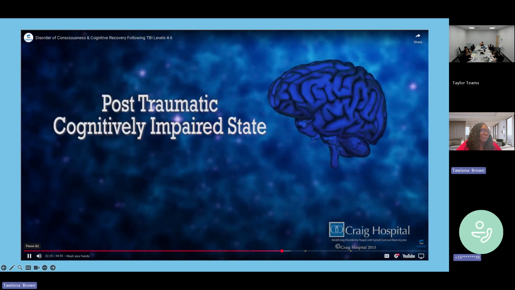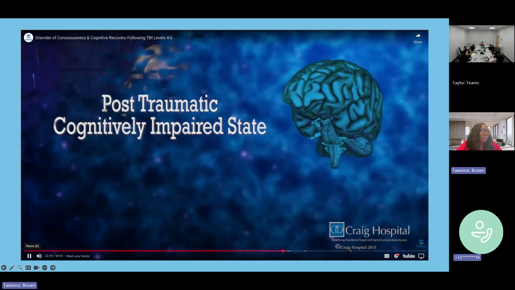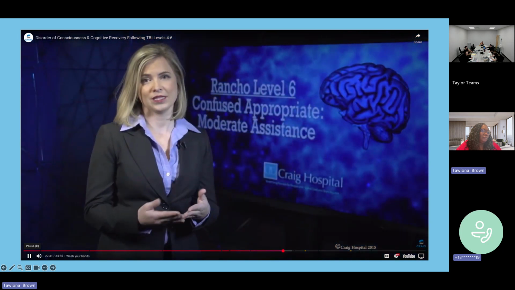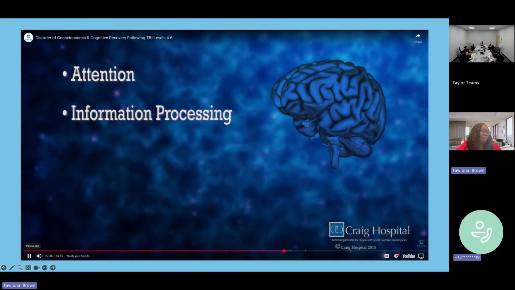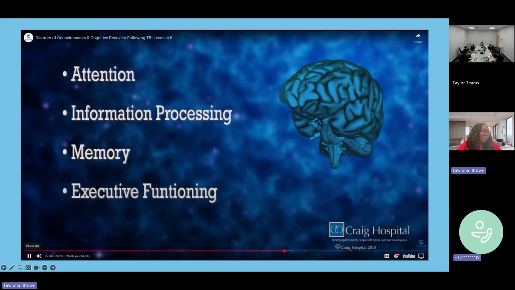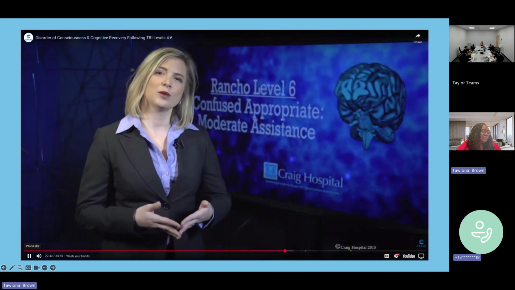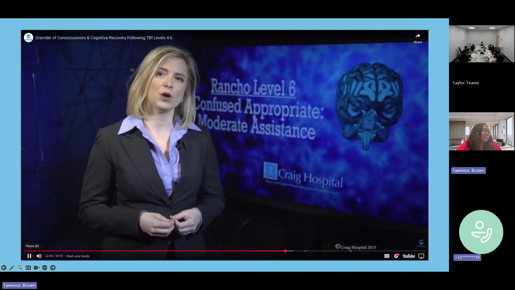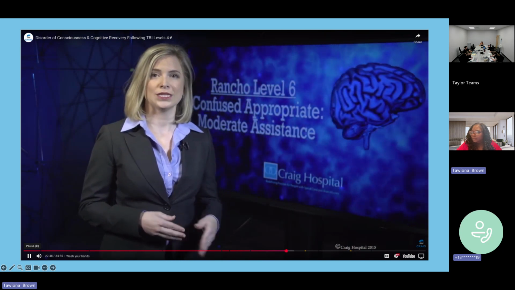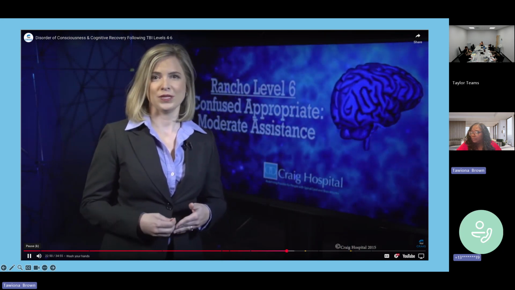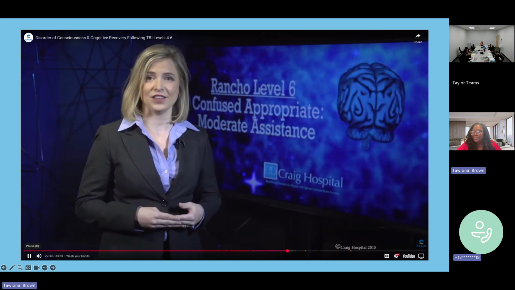At this stage of recovery, your family member is still in a post-traumatic cognitively impaired state. This is a result of ongoing impairments in the areas of attention, ability to process information accurately, memory, and executive functioning skills. Your loved one may both start and complete tasks with less assistance, but will still need additional time to do so. He or she is able to hold simple social conversations, but topics talked about will generally be about immediate needs and daily activities.